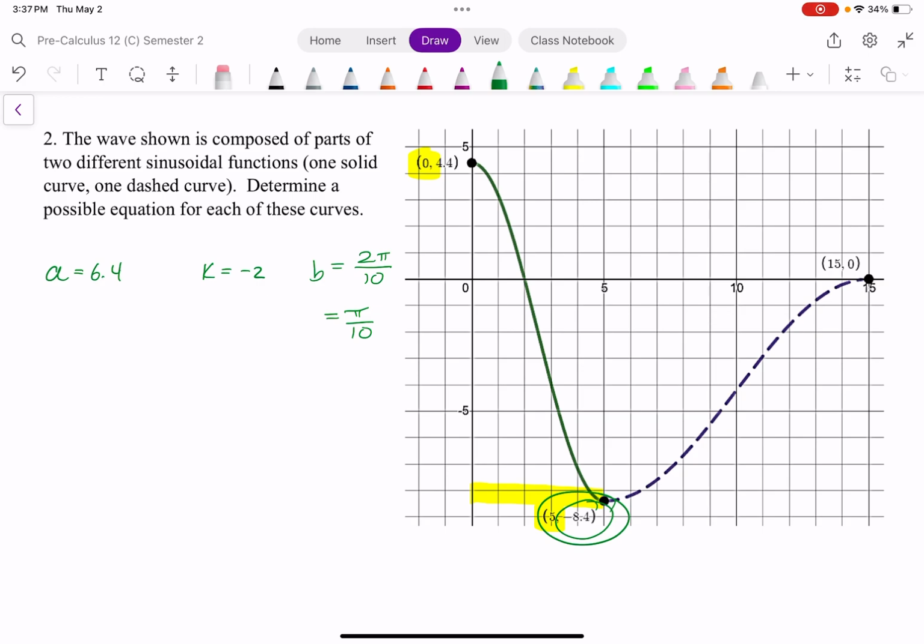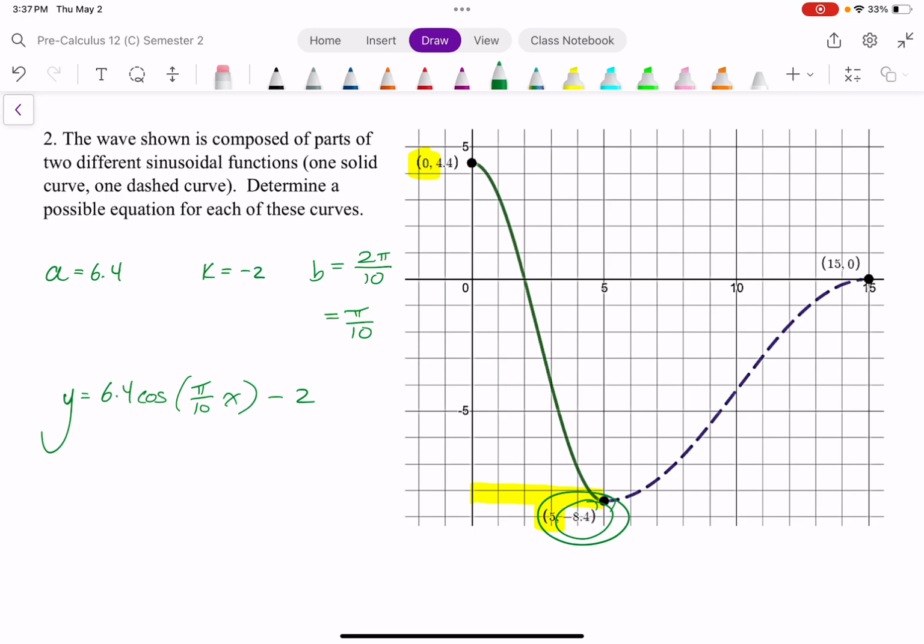Well, if I just imagine this continuing, my function is starting at its maximum. When x is 0, I have a maximum, which is how cosine behaves. So I definitely want to use a cosine function. And I can say y equals 6.4 times the cosine of pi over 10 x. Because it's starting at a maximum, as does the cosine function, I don't need a phase shift. Plus my k value, or take away 2.